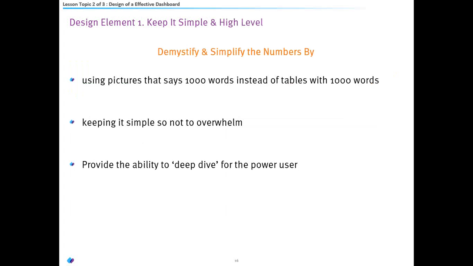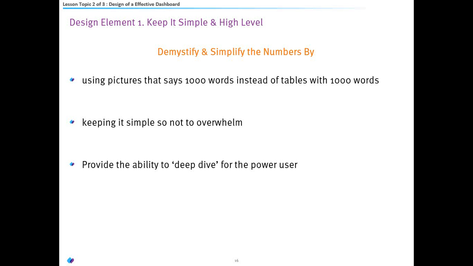So let's talk about that first element, keeping it simple and high level. The concept here is pretty straightforward. The goal is to demystify and simplify the numbers, right? Again, this is for your board, your leaders, and those in your organization. It starts with the concept that a picture says 1,000 words. So let's use pictures that say 1,000 words instead of a table with 1,000 words. We're often guilty of putting together large financial reports with a lot of numbers that are an eyesore, and it's hard to figure out what's going on. So let's use charts, pictures, and graphs instead of those tables.